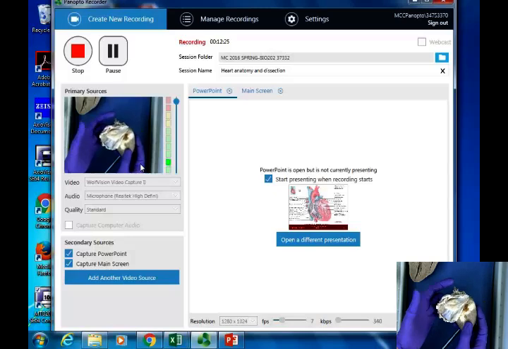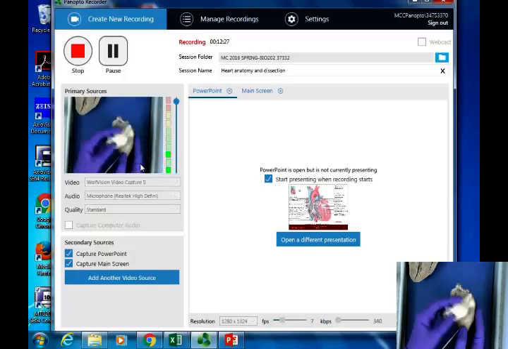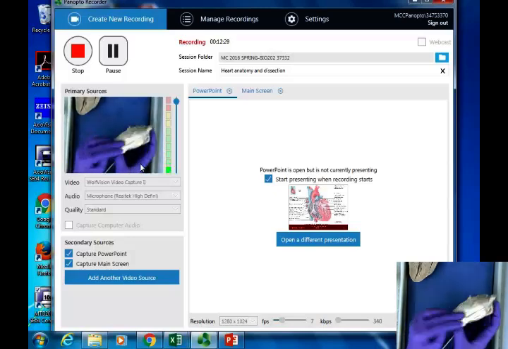Okay? I need a background that's more white that has more contrast with my purple gloves.